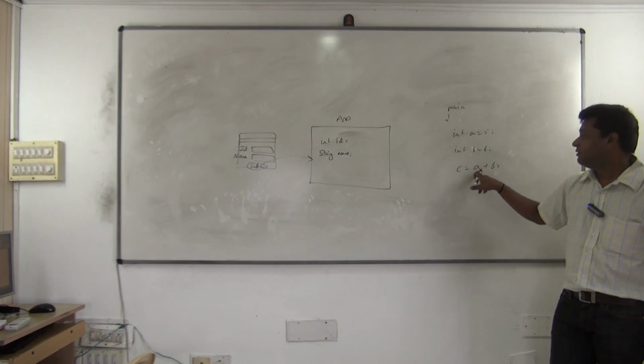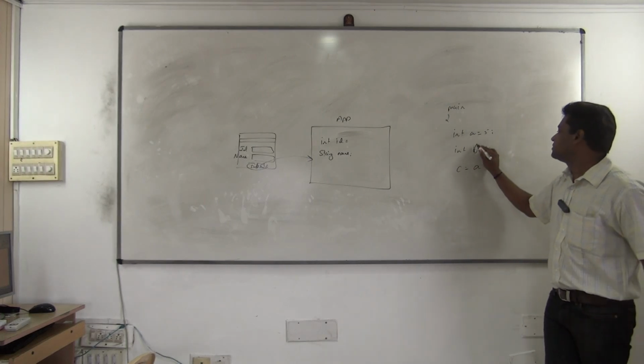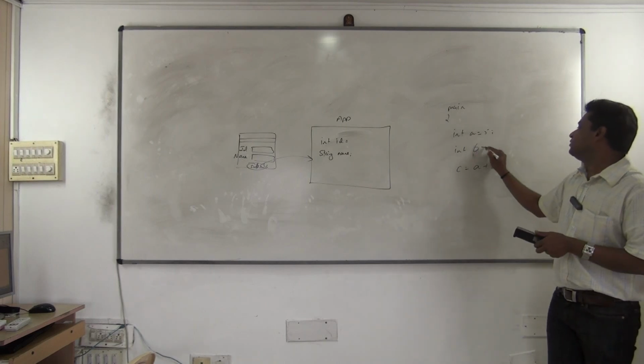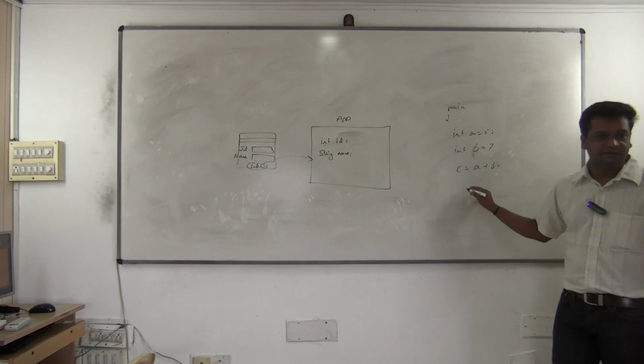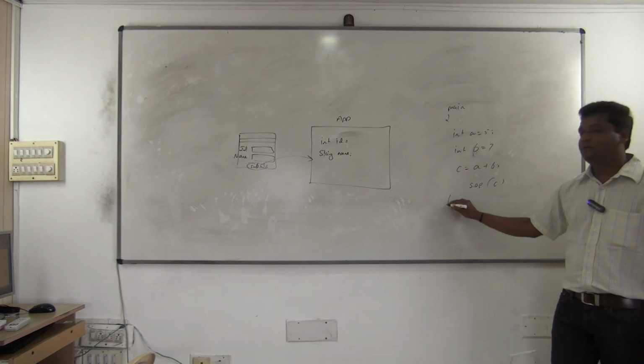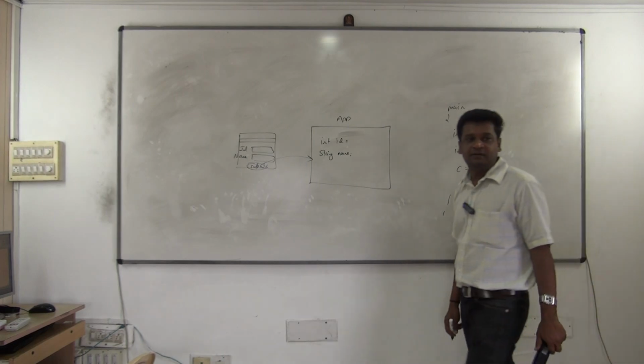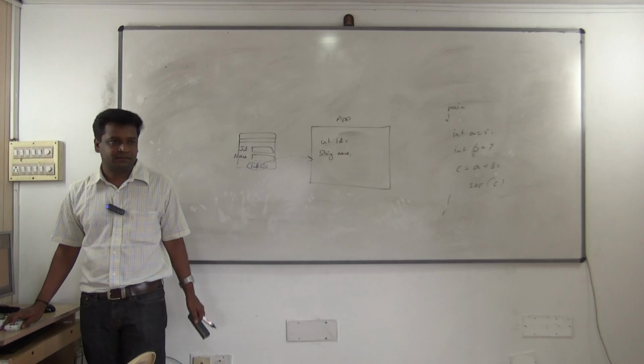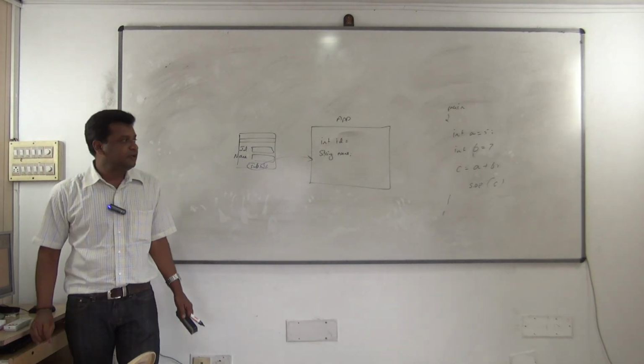Value of A is 5, value of B is 6. My B and 6 look the same, so we'll change it. B is equal to 7. So what will be the value of C now? 12. That's it. So you store that and you can use it like this. It's almost all C only. There's no change now. Clear this? Any questions?